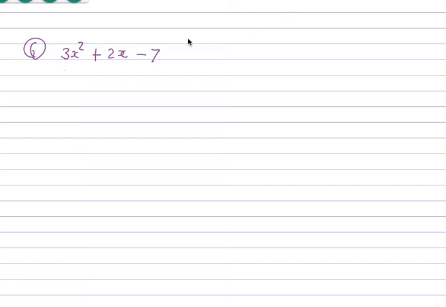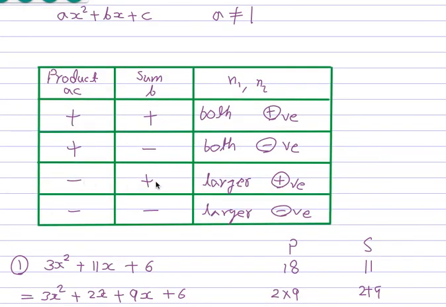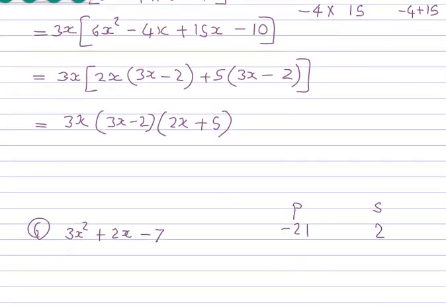Okay, 3x square plus 2x minus 7. What is the product? What is the sum? Product is 3 times negative 7. It means negative 21, and the sum is 2. Okay, product is negative and sum is positive. It means the third condition. So larger number positive. Okay, larger number positive.